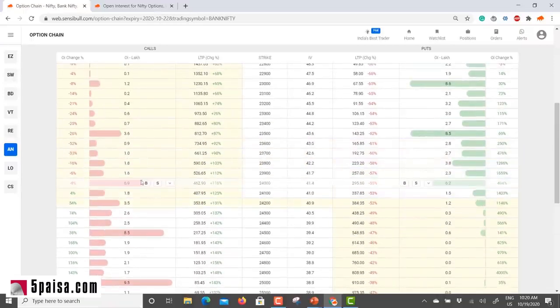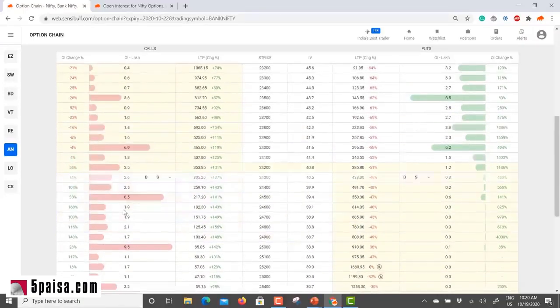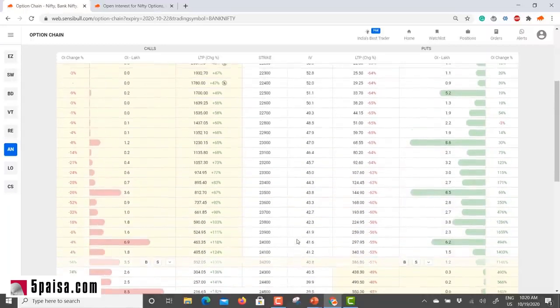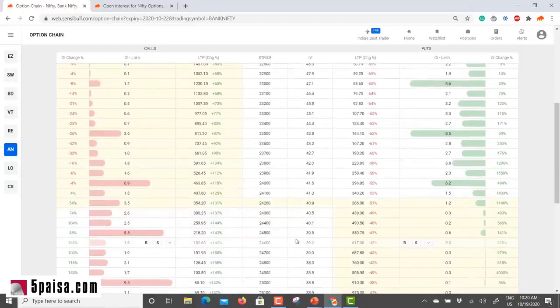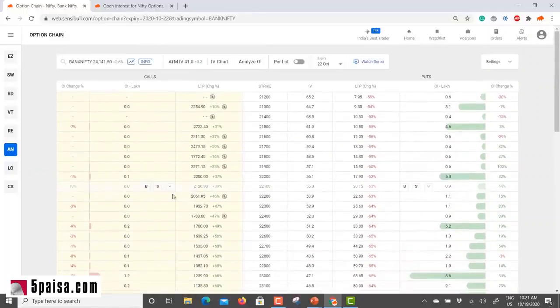Because I can see that there are some contracts here, there are some contracts here. Probably the biggest contract is that 24,500. 25,000 has a lot of call options. So this is like a sort of inconclusive option chain. There's nothing much here, except probably I might think that 23,500 and 25,000 seems like a range, right?